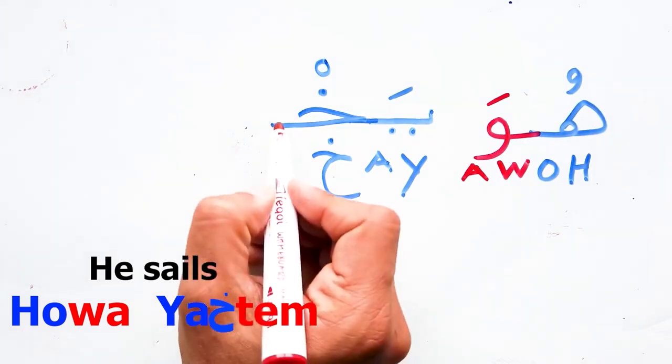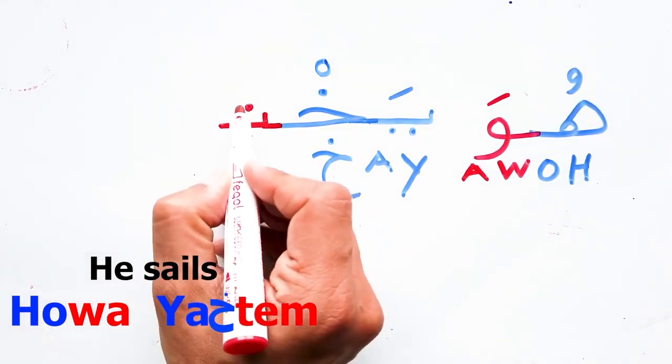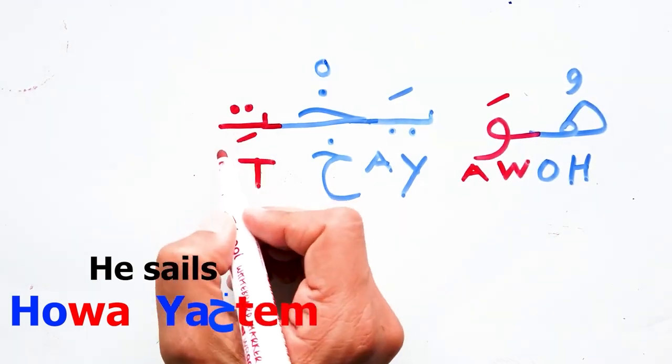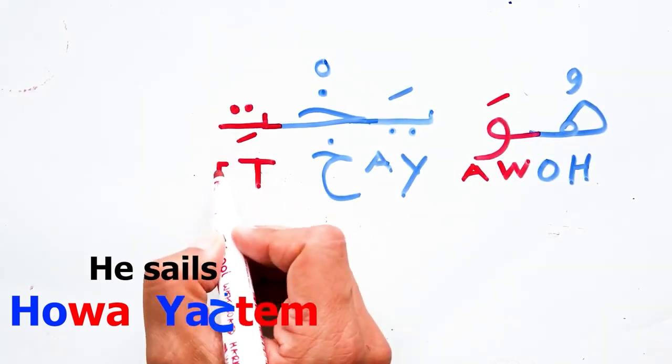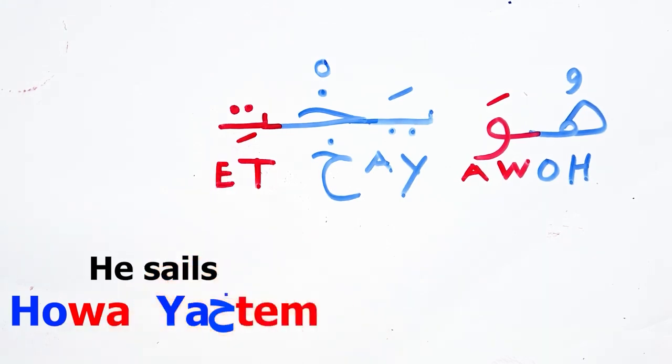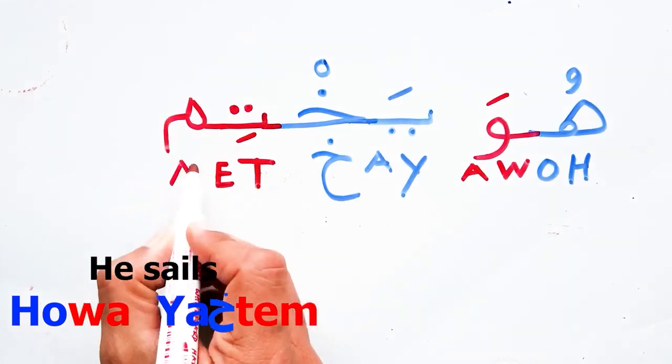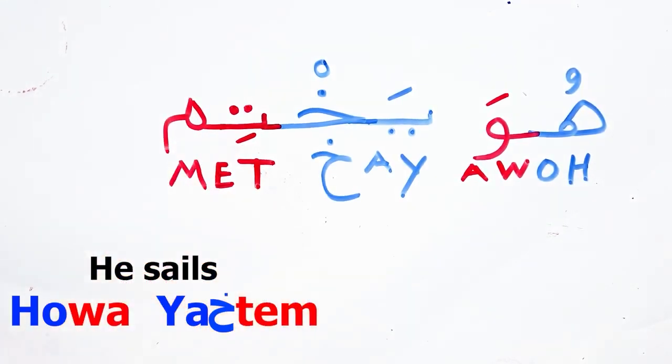T. The sound of T. And then I say T. The sound of E. Kasra sounds like E. T. Yakh. Tim. The sound of M in the end, which is mim in Arabic.